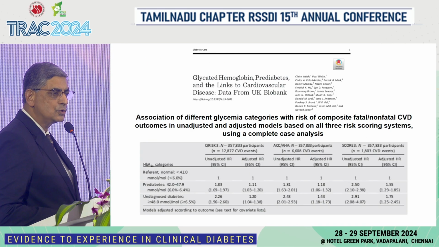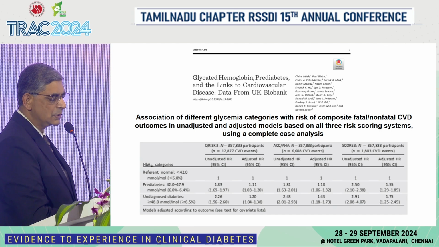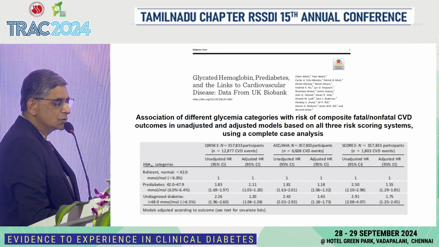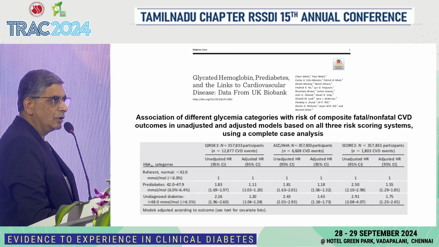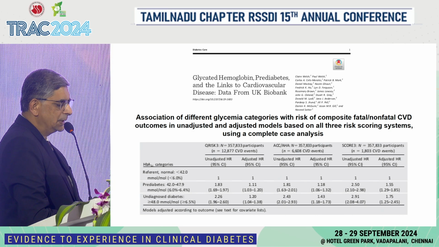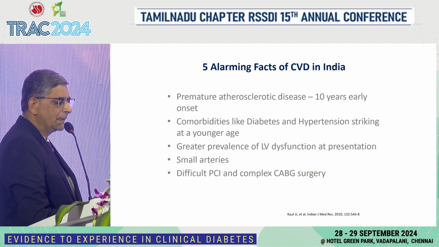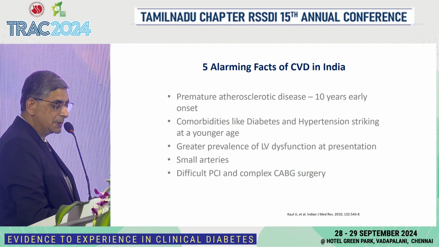As per the QRISK scores, the ACC scores, you find again that all these ASCVD risk scores also represent a rising trend of cardiovascular disease as the patient progresses from normoglycemia to prediabetes and undiagnosed diabetes. These are the 5 alarming facts of cardiovascular disease in India. We get premature atherosclerotic disease, so a 10-year earlier onset. The comorbidities like diabetes and hypertension strike at a younger age. There's a greater prevalence of LV dysfunction at presentation, and we tend to have smaller arteries.